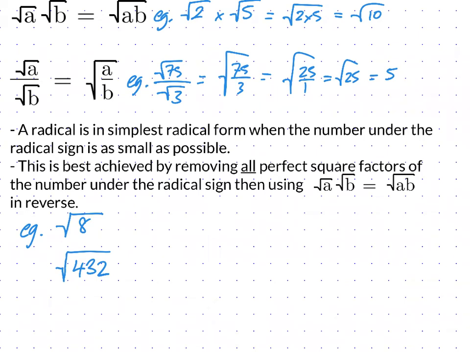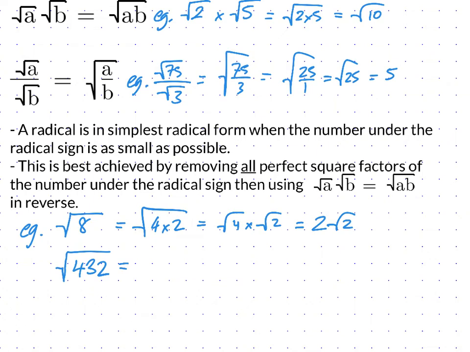So an example here we've got is root 8. That is the same as 4 times 2. Why did I choose those factors? Because there's another factor, 1 times 8. But 8 is not a perfect square, and 1 doesn't help us. But 4 is a perfect square. So this separates into root 4 times root 2. And the square root of 4 is 2. And that's being multiplied by root 2. So your final answer, in simplest radical form, is 2 root 2.